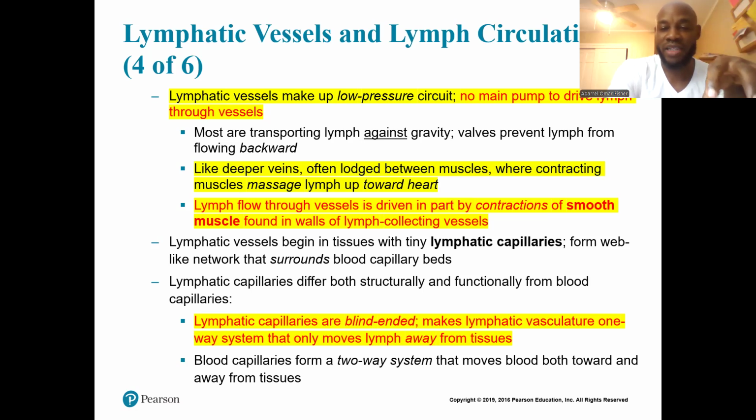We have lymphatic capillaries, which are around the arterial capillaries, the capillaries of the systemic blood flow. And so as fluid is released from the capillaries into the interstitial space, it is collected in lymphatic capillaries.